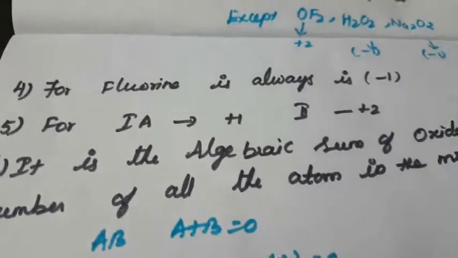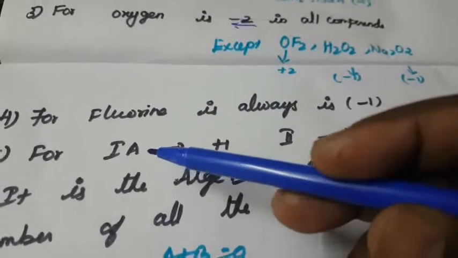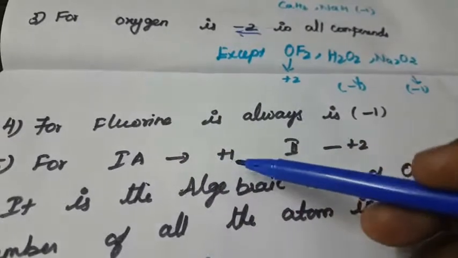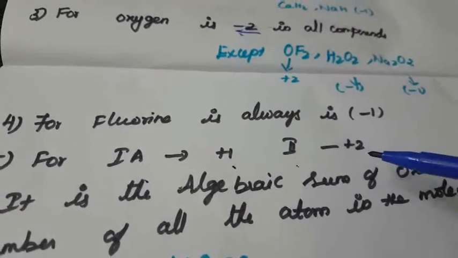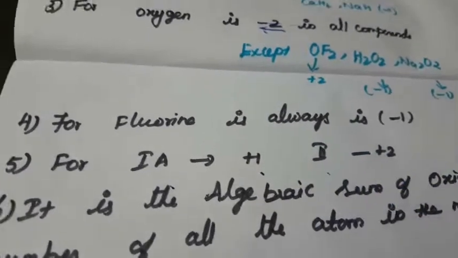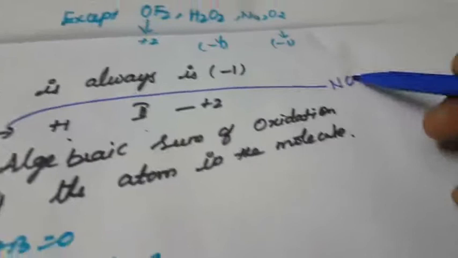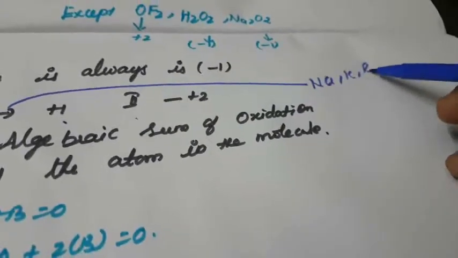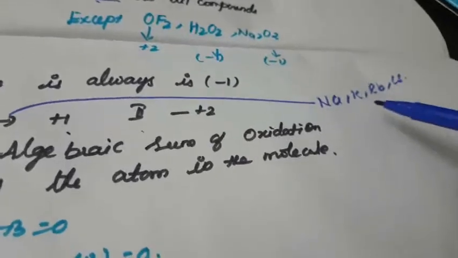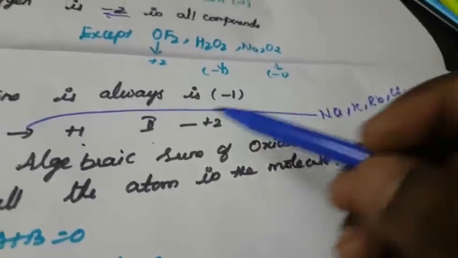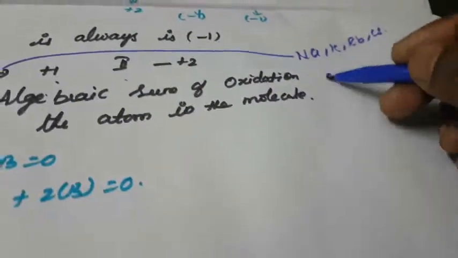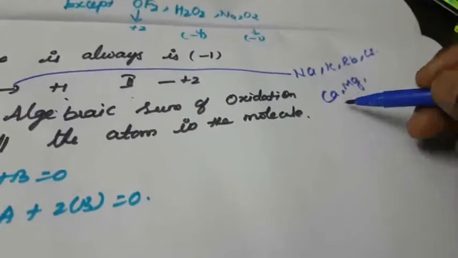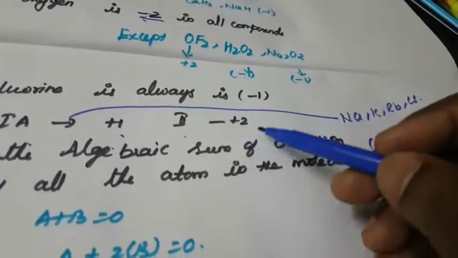Then the alkali metals and alkaline earth metals. In the periodic table, the first group elements have oxidation number +1, and the second group elements have oxidation number +2. What are the elements present in the first group? Sodium, potassium, rubidium, cesium. These elements have oxidation number +1. For the second group, calcium, magnesium, the oxidation number is +2.